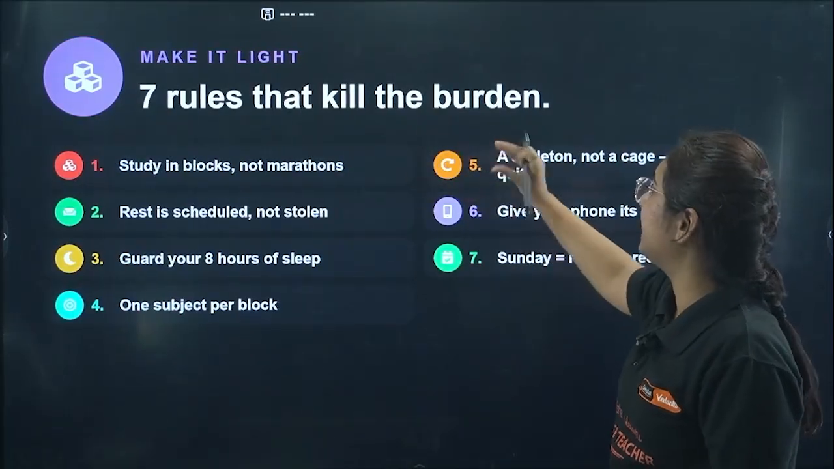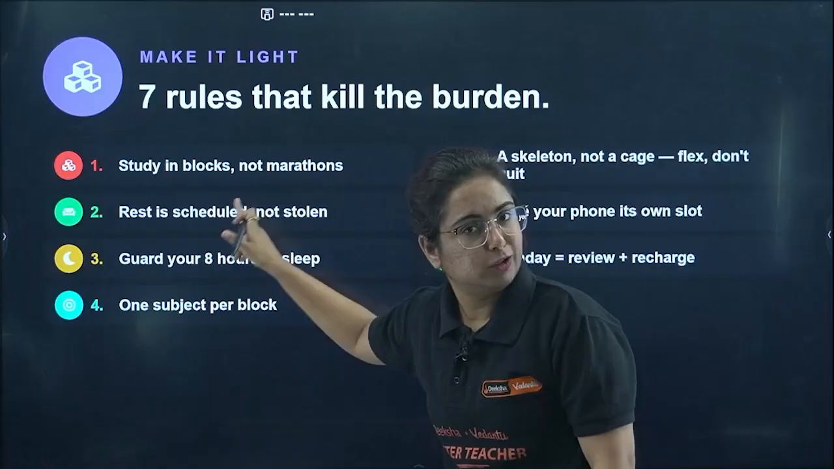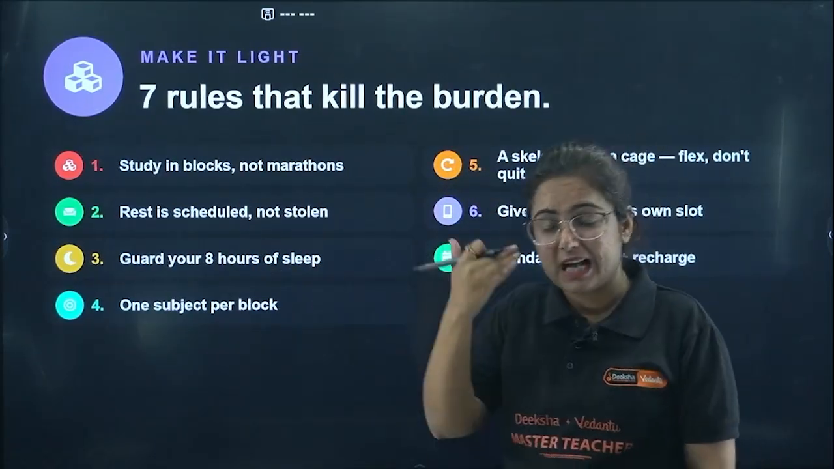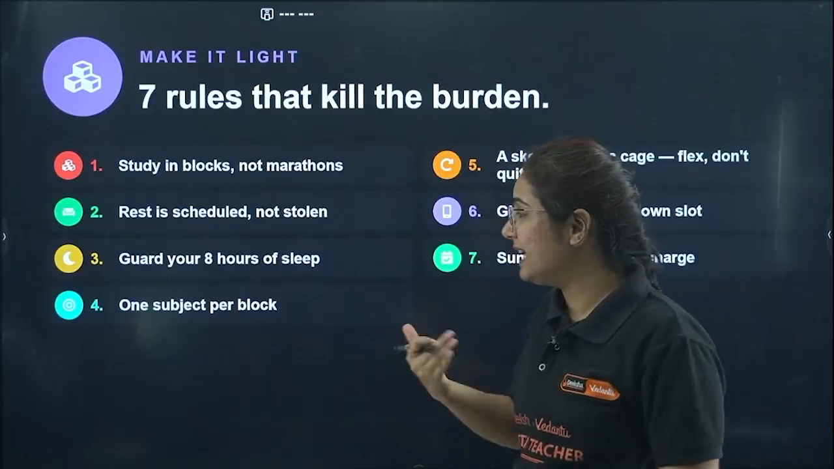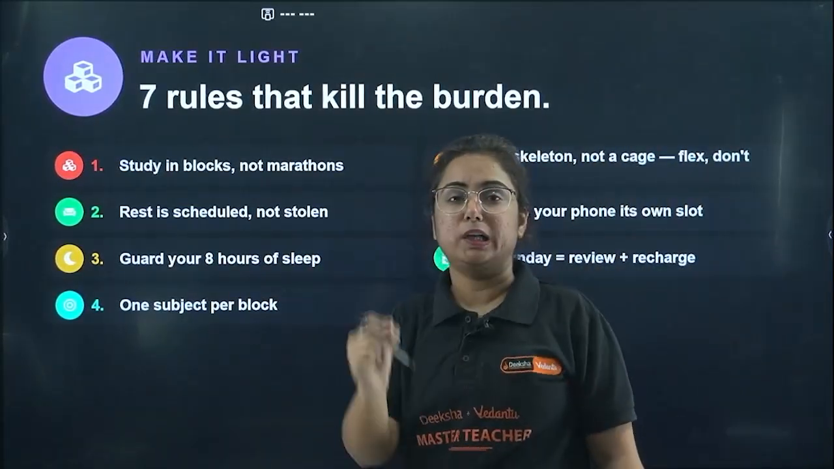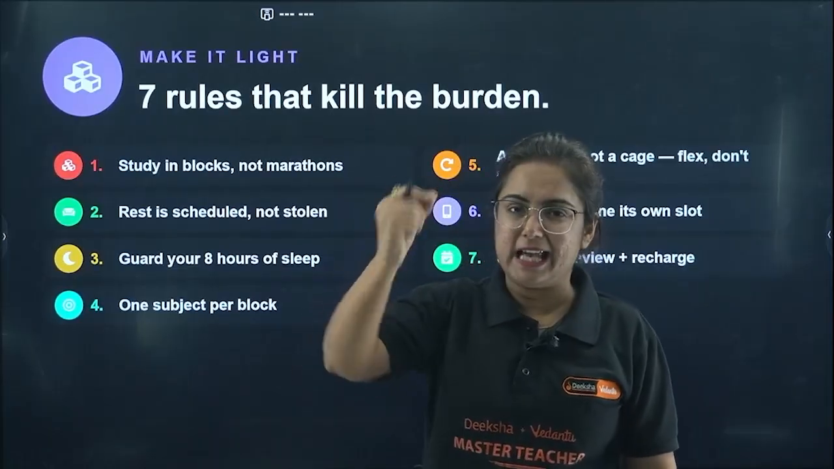7 rules that can kill the burden. Study in blocks, not marathon. Number 1, rest is scheduled, not stolen. Beta, that is to be given to the body. You will get exhausted otherwise. Guard your 8 hours of sleep. That is the golden rule. 8 hours of sleep daily anyhow.